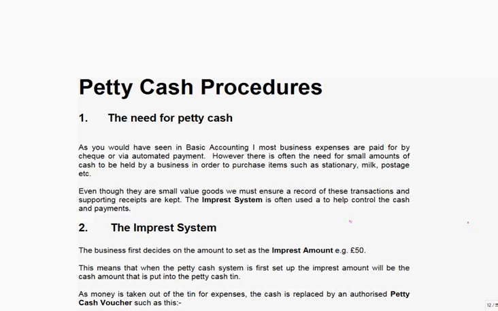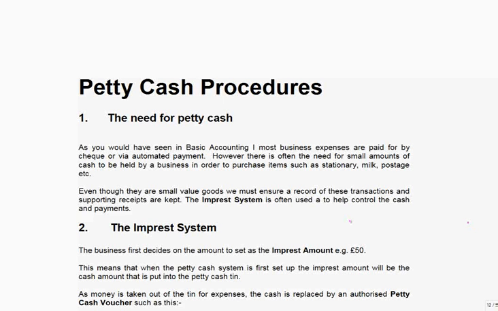First of all, we need to be aware, why would a business hold petty cash? Well, if you remember, this was the idea that businesses actually hold small amounts of physical cash on their premises, normally locked in a small little tin in someone's drawer in the main office. Why would you hold a small amount of cash? Well, it's for those incidental expenses.